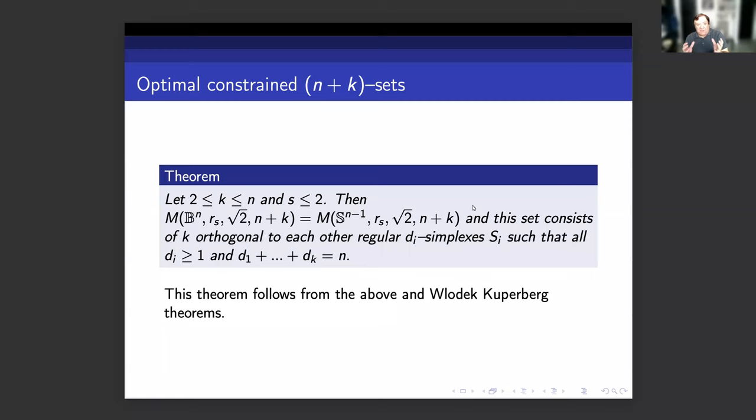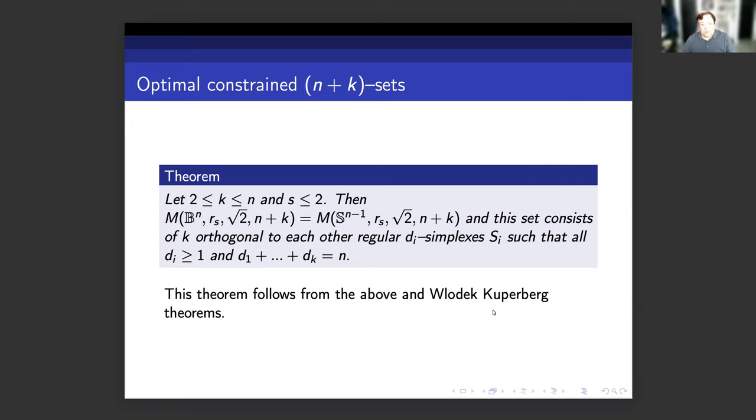Suppose we have not a point on the sphere, but a spherical cap of radius 45 degrees, and consider them non-overlapping. We are looking for this configuration. We consider RS, and also M sets, for rho equals RS and S less or equal to 2. But pay attention here, we have the number of sets n plus k. In this case, we know the answer.